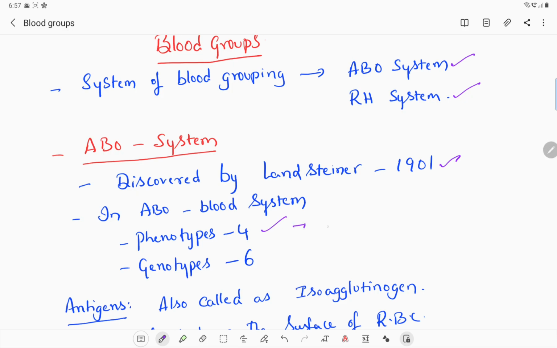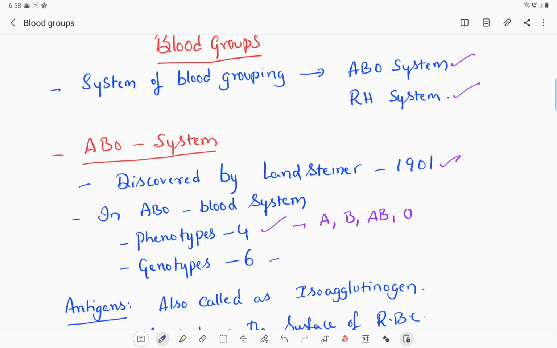Then in the ABO blood group system, there are four phenotypes. What are those four phenotypes? Phenotype A, phenotype B, phenotype AB, phenotype O. Okay. Then how many genotypes are there? Genotypes are 6. You have to remember one thing: the genotypes of the blood groups come under multiple alleles. So the genotypes of the blood groups explain the multiple alleles.